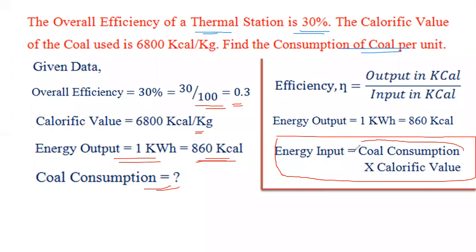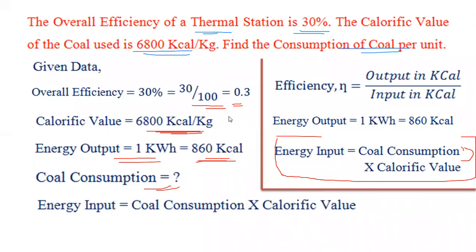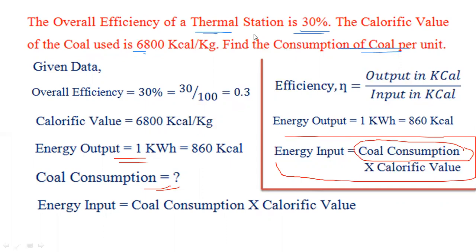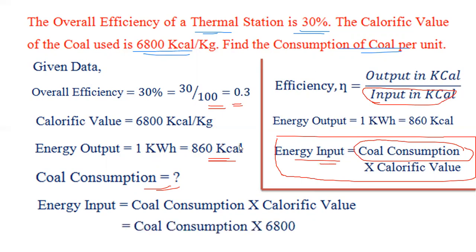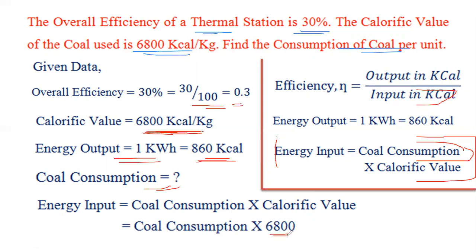We want to find out the coal consumption. In the problem the calorific value is given as 6800 kilocalorie per kg. The energy input equals coal consumption into calorific value. So the energy input in kilocalorie equals coal consumption into the calorific value, which is 6800 kilocalorie per kg.